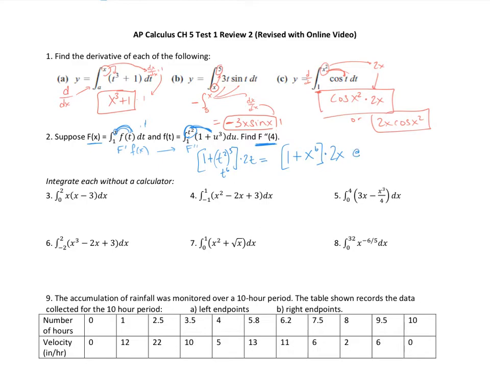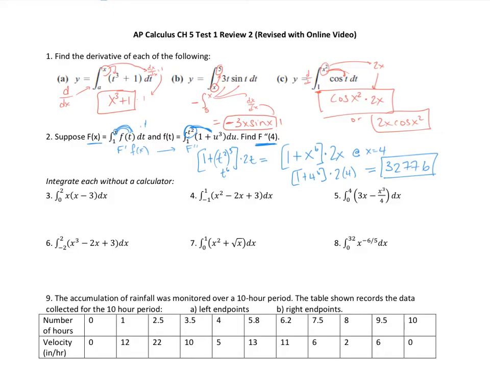And we are asked to find this at x equals 4. So this becomes 1 plus 4 to the 6th times 2 times 4. And working all of this out and solving it, you get 32,776. So now let's move on to number 3.